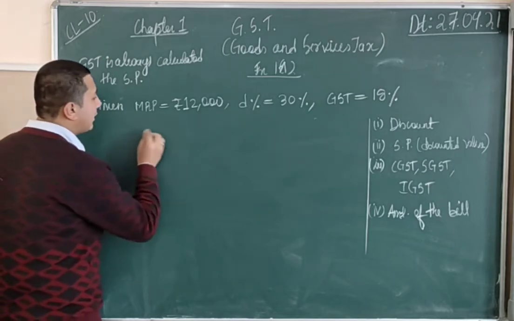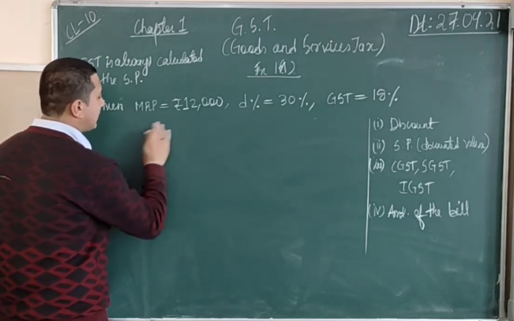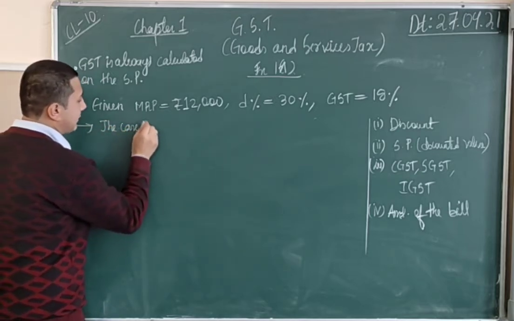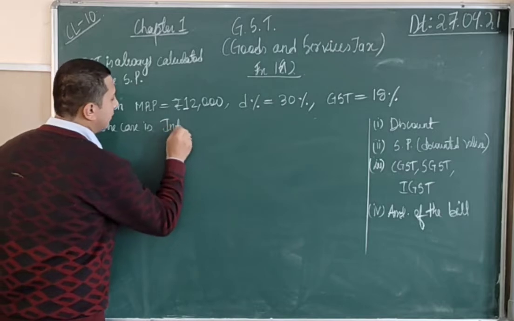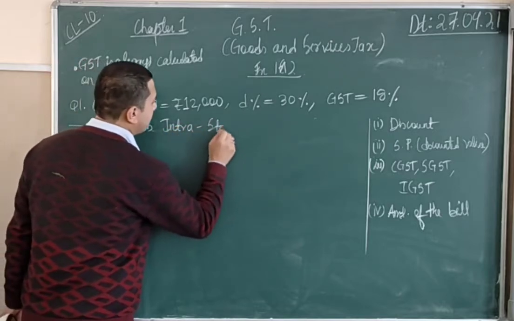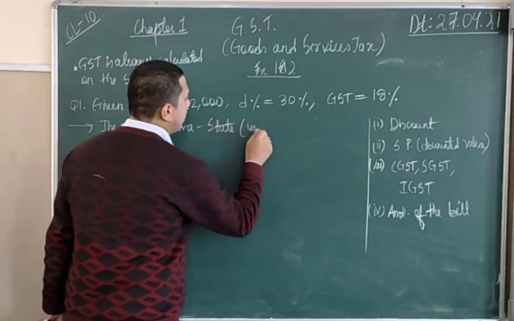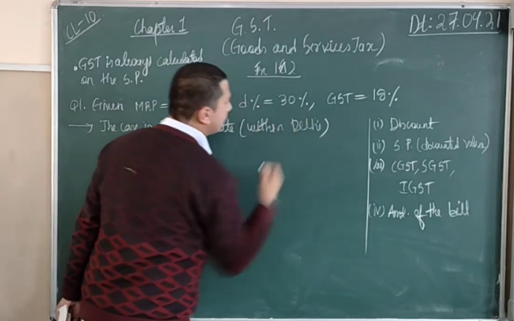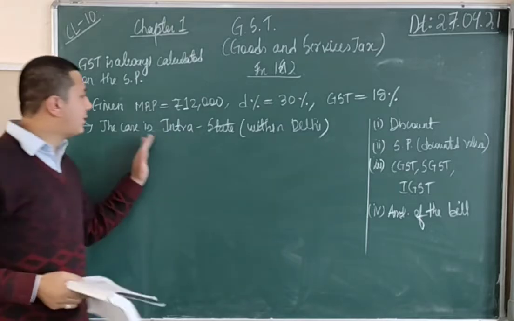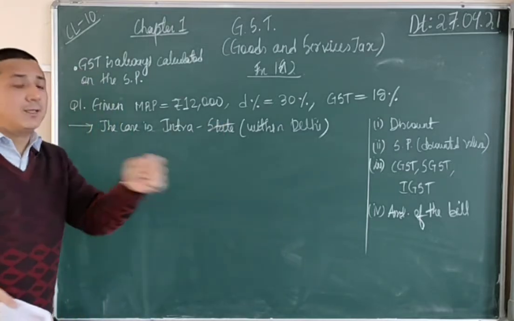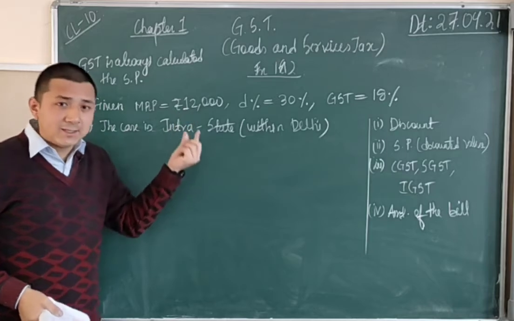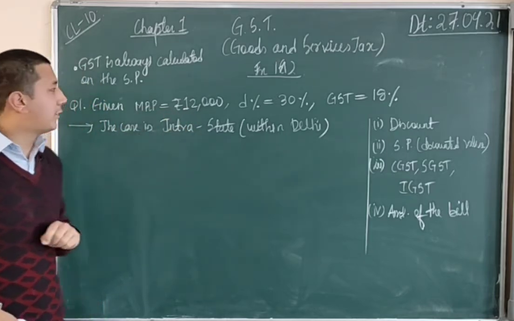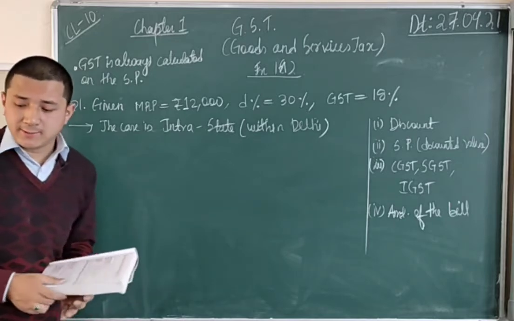So the case out here, you can write down, the case is intra-state, within Delhi. Am I clear or not? Within Delhi means intra-state. So intra-state means there will be CGST, there will be SGST, the rate of GST will be divided equally. Okay, that we have learned. Am I clear?